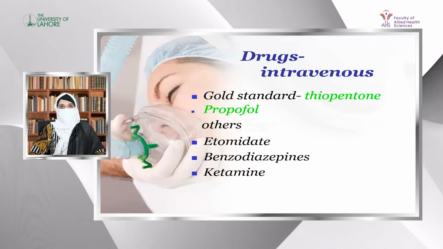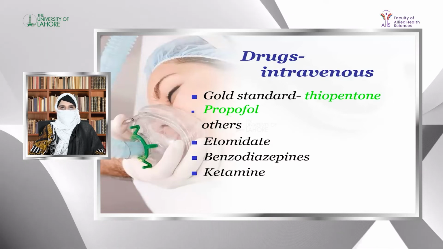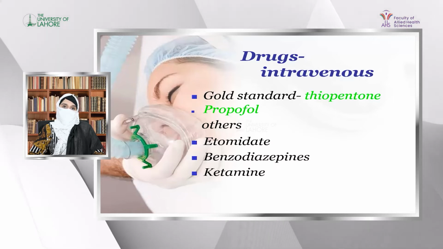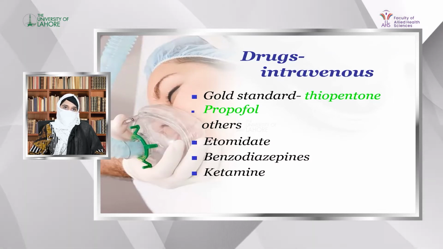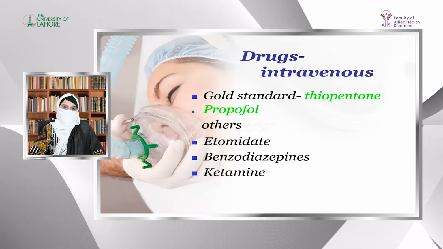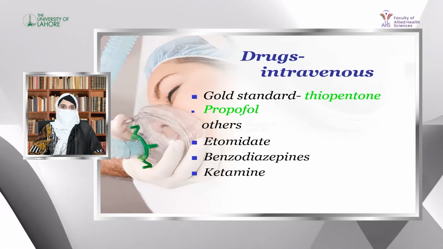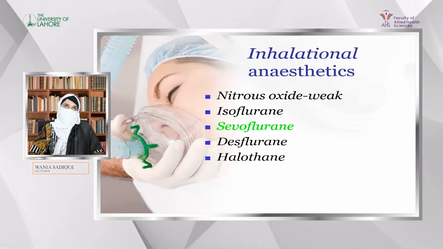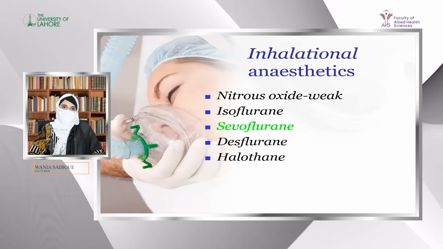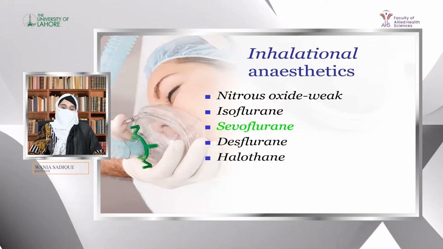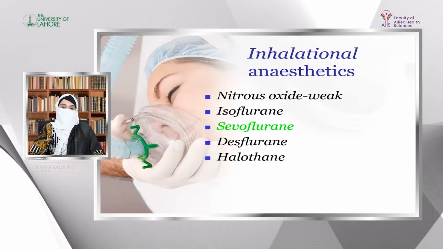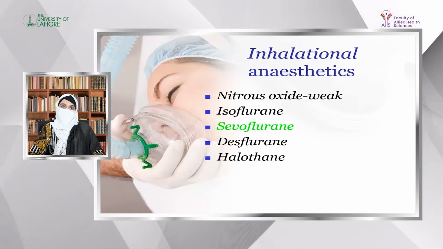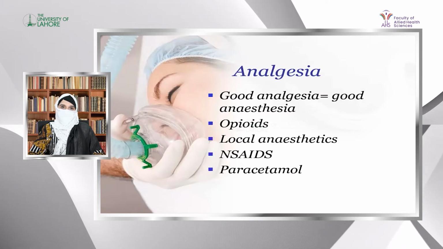The drugs used for general anesthesia include intravenous anesthetics. The most commonly used gold standard intravenous anesthetic drugs are thiopentone and propofol. There are others which include etomidate, benzodiazepines and ketamine. Next we have inhalation anesthetics used for general anesthesia, which include isoflurane, sevoflurane, desflurane, halothane and nitrous oxide, which is a weak inhalational anesthetic.